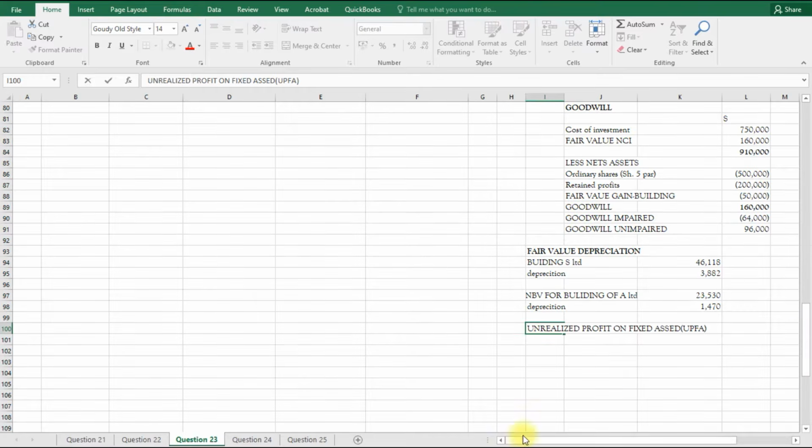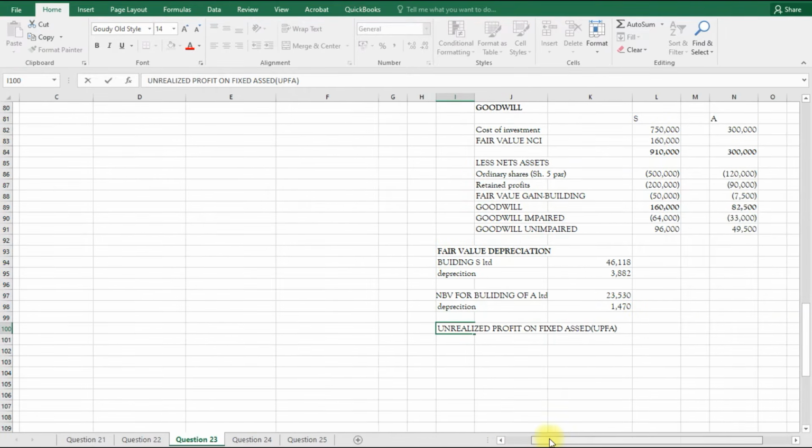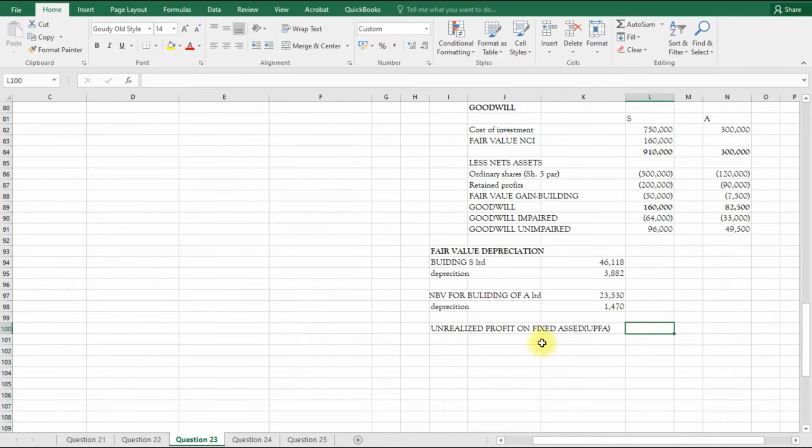Our UPFA, unrealized profit on fixed asset, will be equals to 75,000 because it was 75 million. We multiply by 50 over 150, because it was a markup. So our unrealized profit was 25,000. Then we calculate what we call the fair value depreciation overcharge.